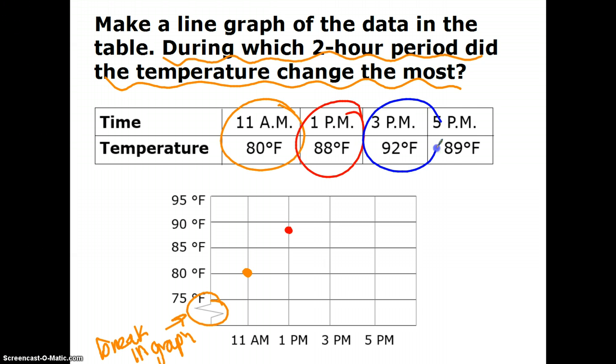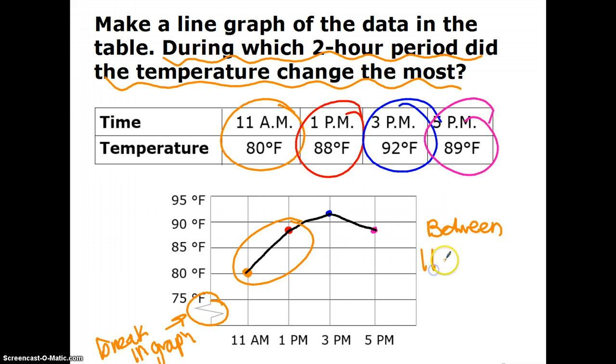Next one is 3 p.m. and 92, and then 5 p.m. and 89. And then remember, since this is a line graph, I need to connect the line segments. Okay? And it says, during which 2-hour period did the temperature change the most? Where was the line the steepest? And in this case, the line was the steepest between 11 a.m. and 1 p.m. That's when there was the most change.